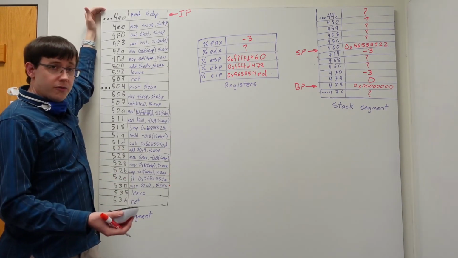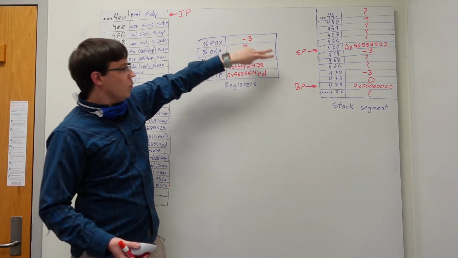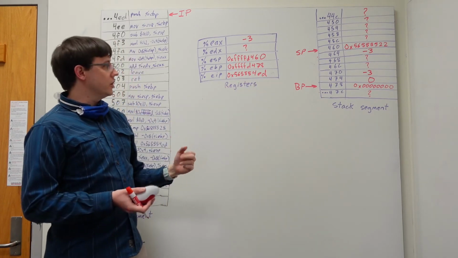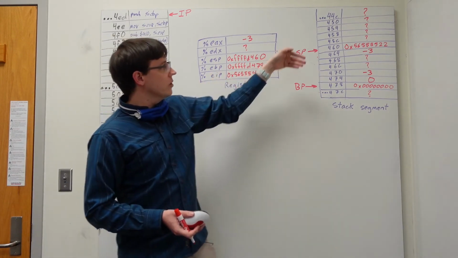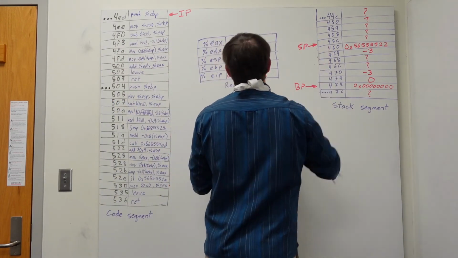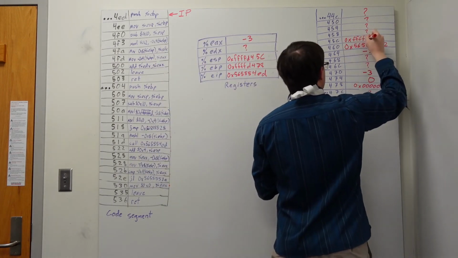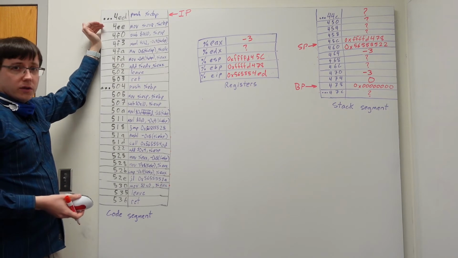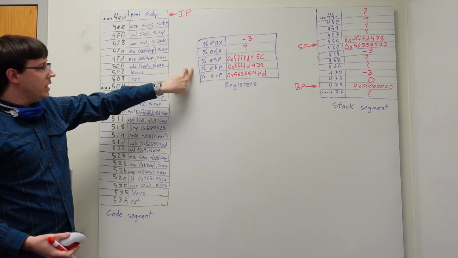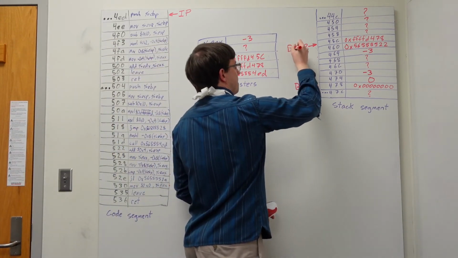Now at the start of our function, we push the base pointer register because we want to know where to restore the base pointer to when we return from this function. So this value gets stored on top of the stack, and the stack pointer moves up. Now we execute the move instruction, which copies the value from the stack pointer register into the base pointer register, which brings our base pointer up to here.